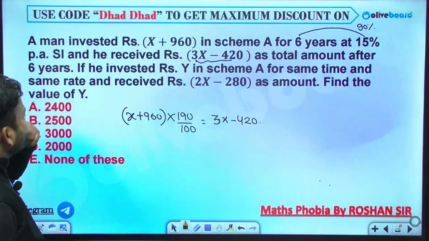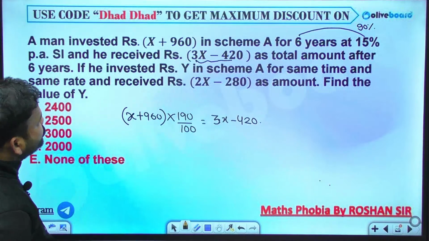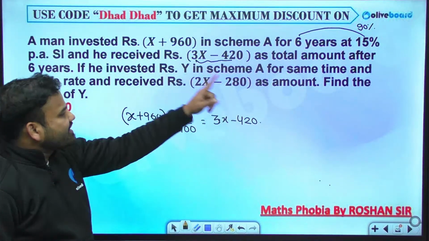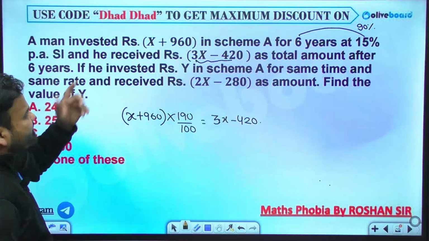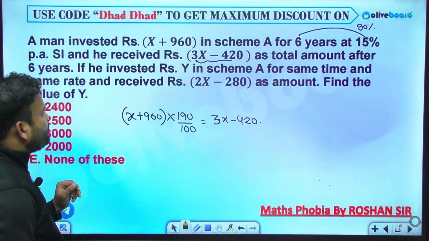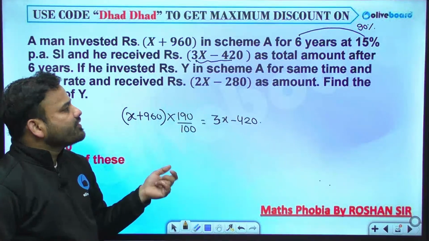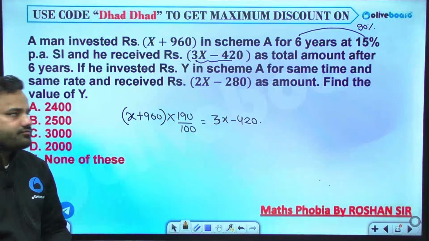Total amount, say, okay. If he invested rupees y in scheme A, okay, what is y? If he invested rupees y in scheme A for same time and same rate, that means 15 times of 6, 90 again. So you receive this much as amount. Okay, so this is x. So you need to calculate the value of y.